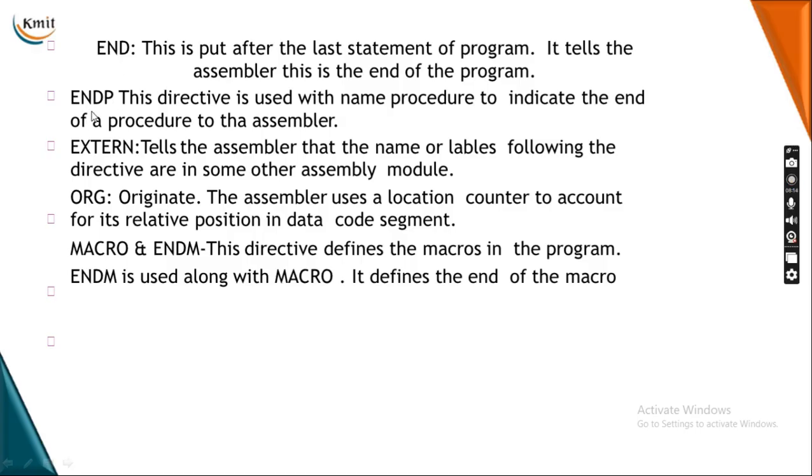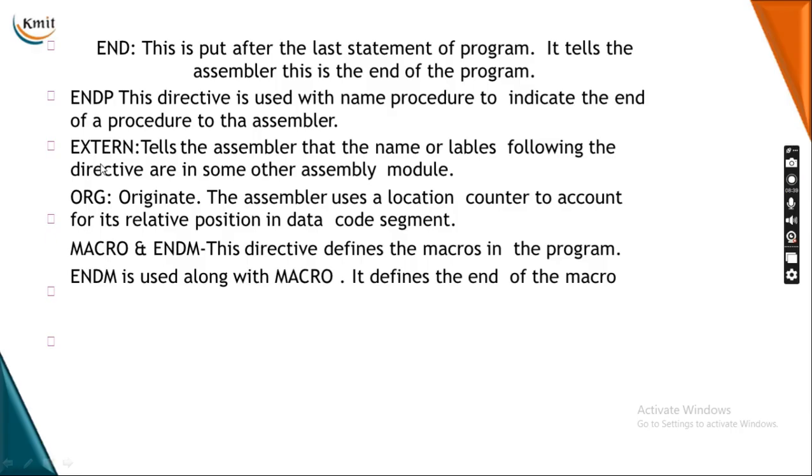ENDP, this directive tells the assembler that this is the end of the corresponding procedure. EXTERN tells the assembler that the names or labels following the directive are in some other assembly language module.